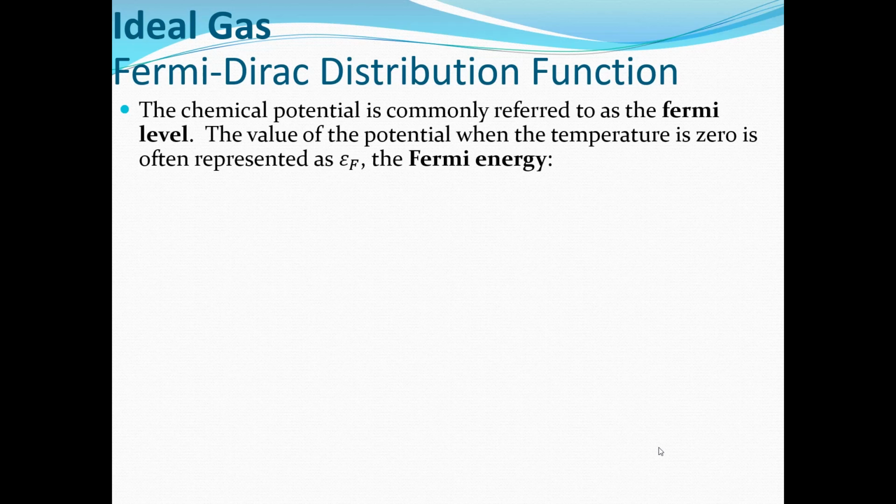So here, coming up with the equation for the chemical potential. They say here that chemical potential is commonly referred to as what they call the Fermi level, and the value of the potential energy when the temperature is zero is represented by epsilon f, or the Fermi energy. So what this is referring to is pretty much the highest level that's achieved when each particle is given their lowest possible energy amounts.